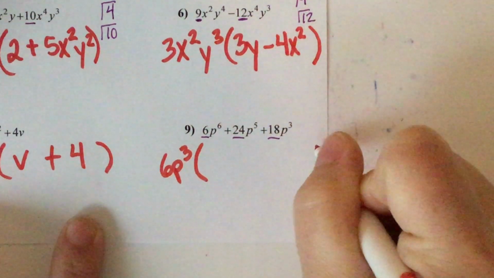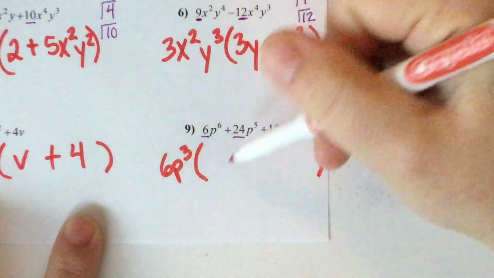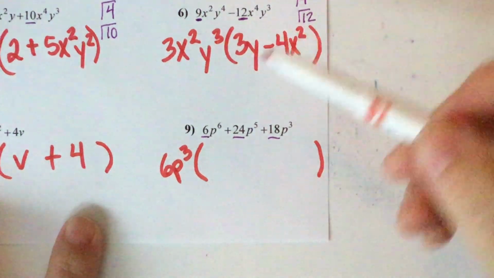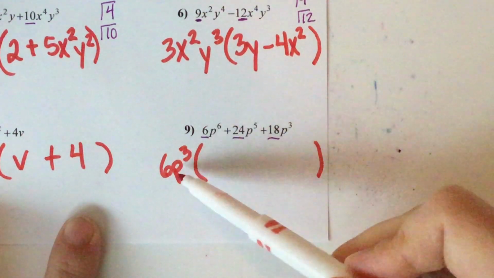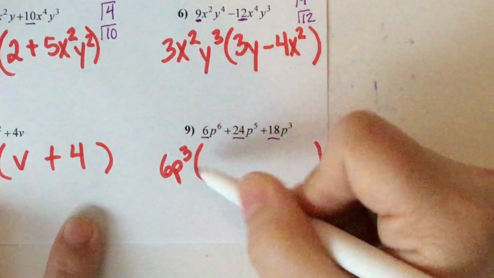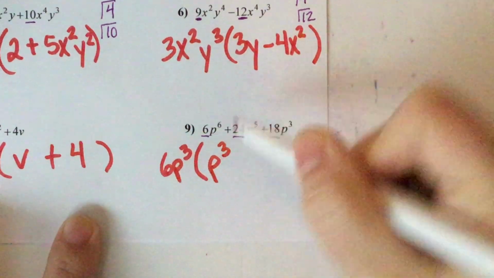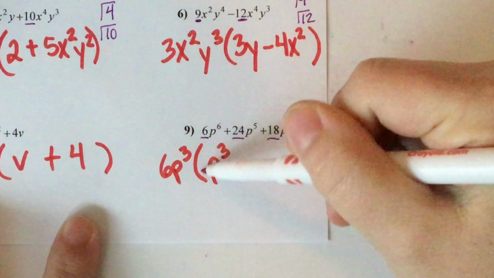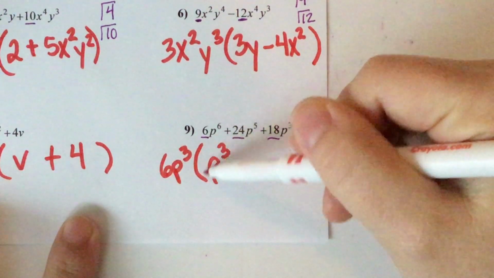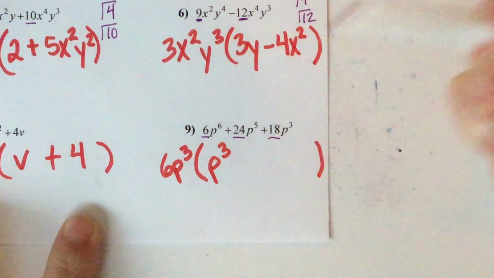Okay, let's build our parentheses. Now we're going to have 3 things inside this time because the original problem has 3 things. Okay, so the 6's are a match. Are the p's a match? Nope. How many more do I need? I need 3 more. Now, if you wanted to put a 1 here, you can, because 6 times 1 is 6. The reason I don't have to put the 1 is because I have the p cubed.